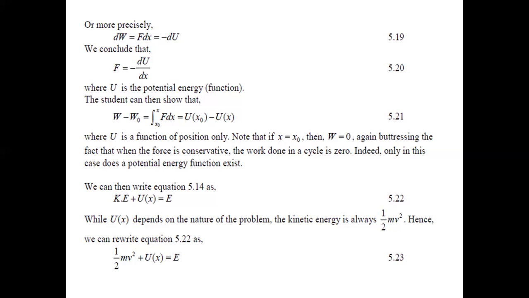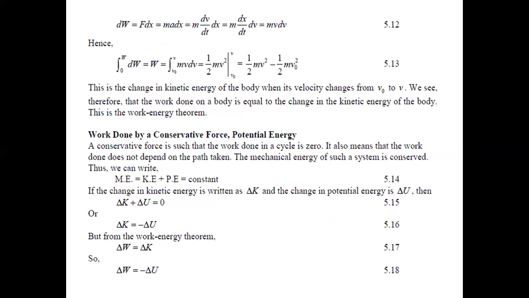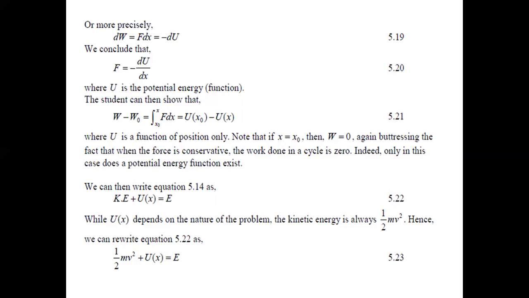And then write equation 5.14 as KE plus U of x equals E. KE plus PE equals constant, where PE is U of x, and U of x depends on the nature of the problem. Kinetic energy is always half mv squared. Hence, we can write equation 5.22 as half mv squared plus U of x equals E.